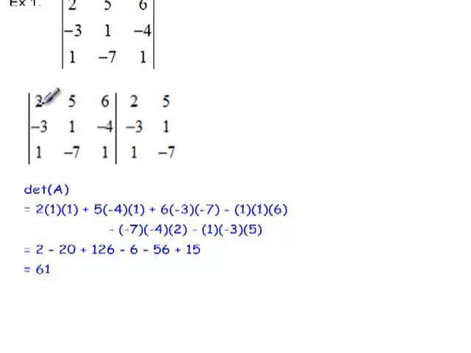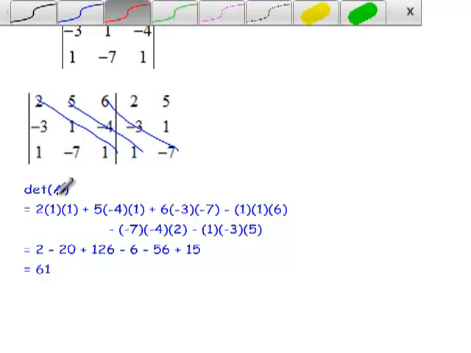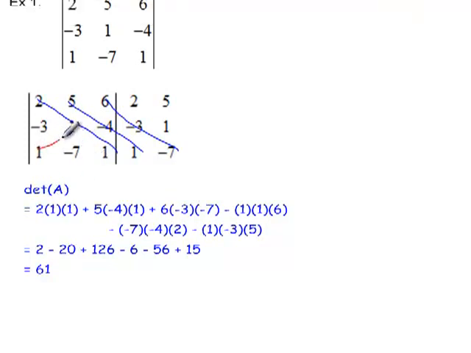So you multiply 2 times 1 times 1. That's your first group. And then you multiply 5 times negative 4 times 1. That will be your second group. Third group will be 6 times negative 3 times negative 7. And you add them up. Now you can go the other way. It will be 1 times 6 times 1, the next group, but it will be minus. Minus negative 7 times negative 4 times 2. Minus 1 times negative 3 times 5.